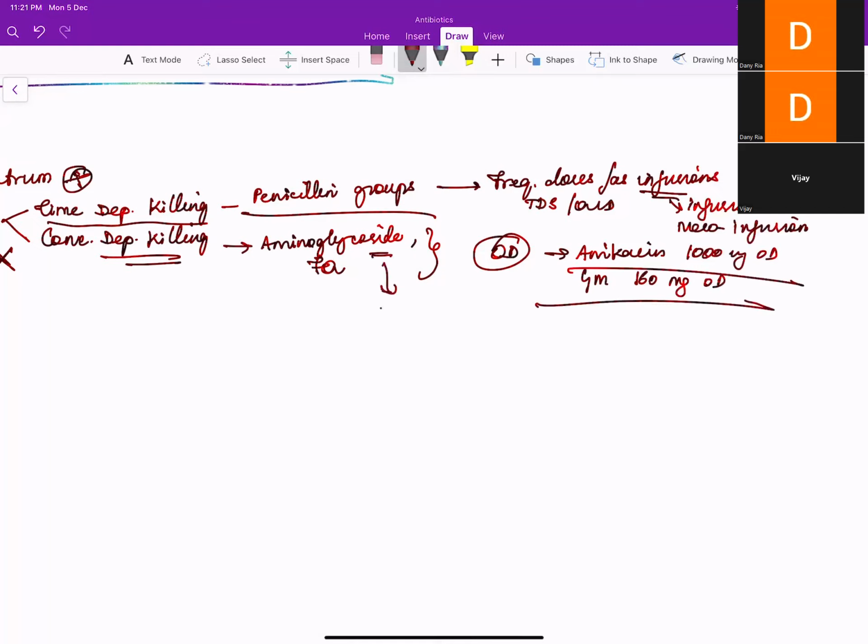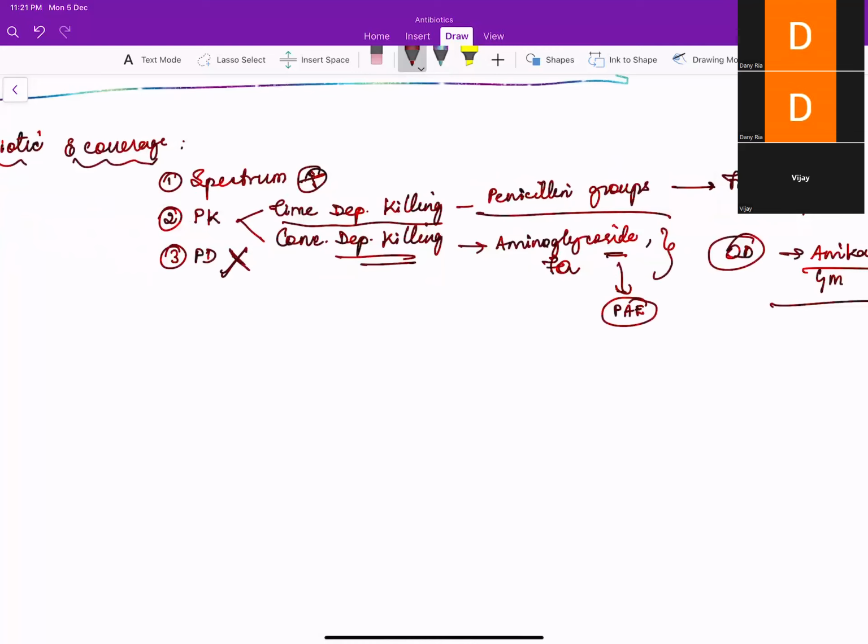Remember, aminoglycosides have another property called PAE, post antibiotic effect. We give it in high concentration, it will kill the bacteria. The effect will persist for a longer time. That's called prolonged post antibiotic effect.